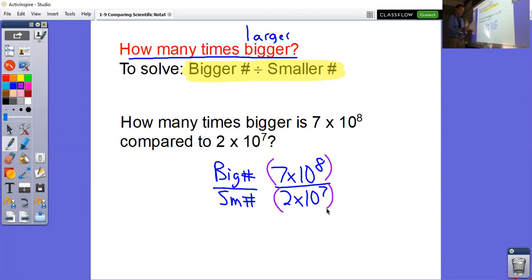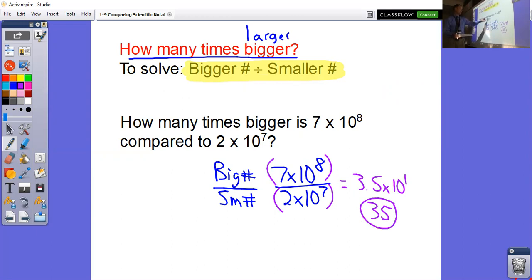If you use the rule, you would end up with 3.5 times 10 to the 1st. If you just use a calculator, you get 35. In these ones, you really want to put your answer in standard form, so 35 is really the preferred answer. I would use the calculator. The calculator makes it much easier to do.